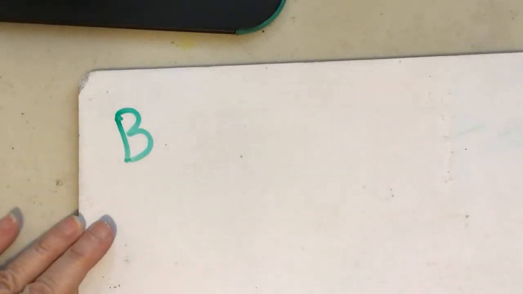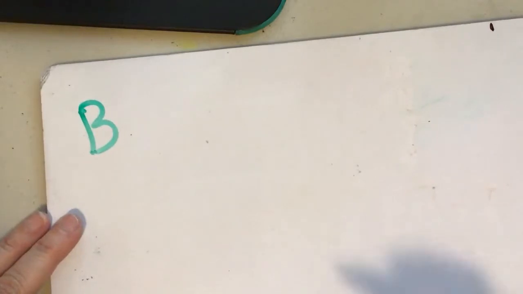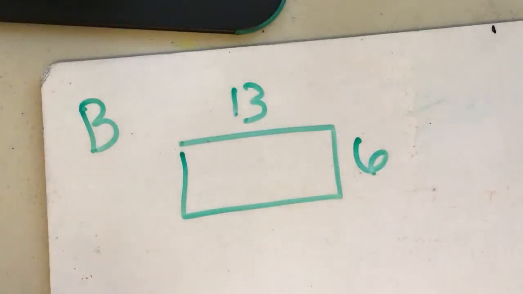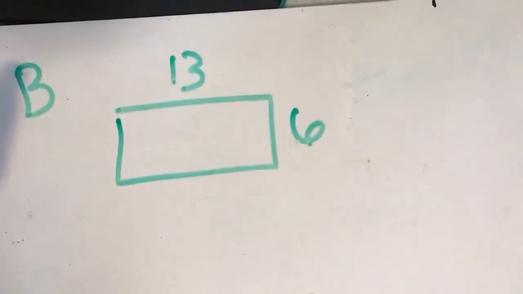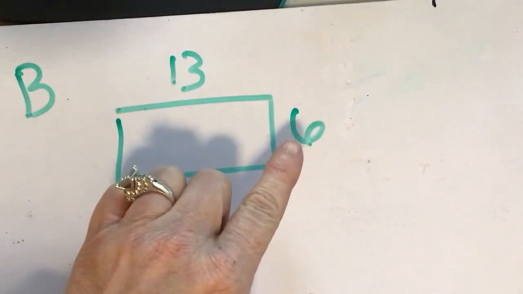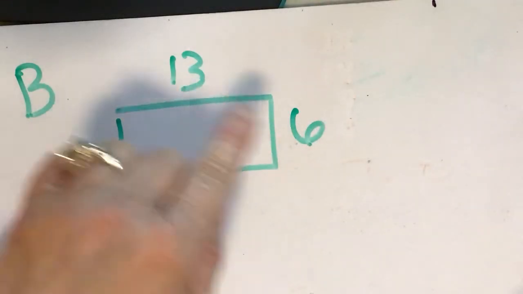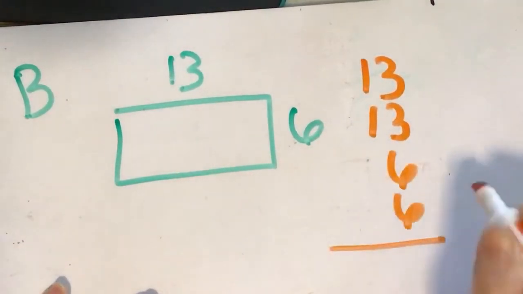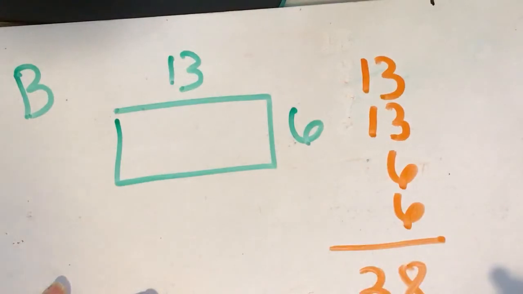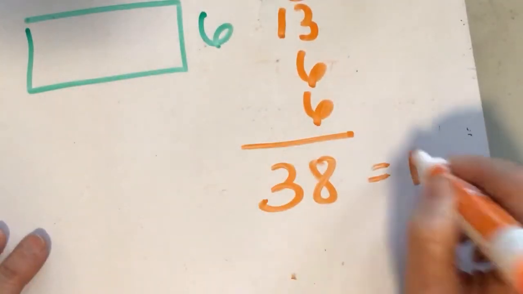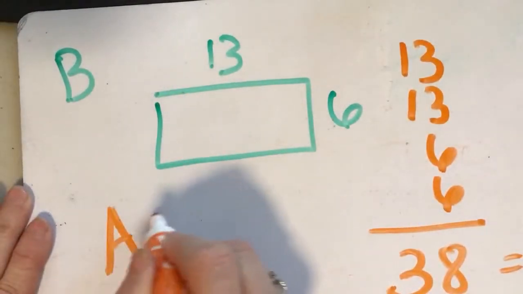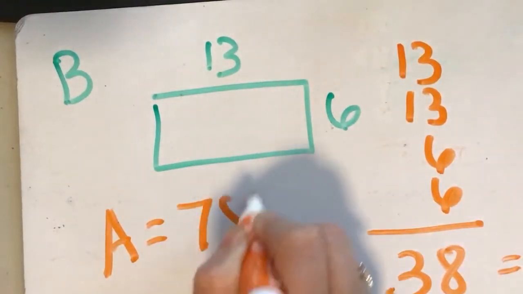And the last one here is badminton. I'm not even sure you know what badminton is. It's not a game that people play very often anymore. All right, we have 13 by 6. In order to find the perimeter, 13 plus 13 plus 6 plus 6, or you can do 13 times 2 and add that to 6 times 2. If I do 13, 13, 6, and 6, I get 38. That would be the perimeter. If I want to find the area, I have to do 13 times 6, and 13 times 6 is 78.